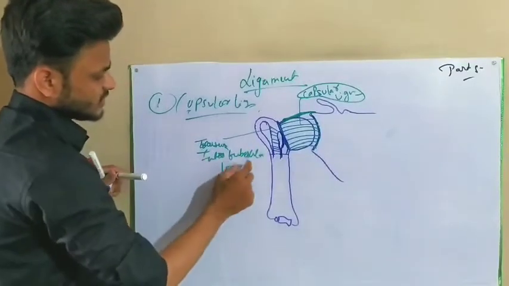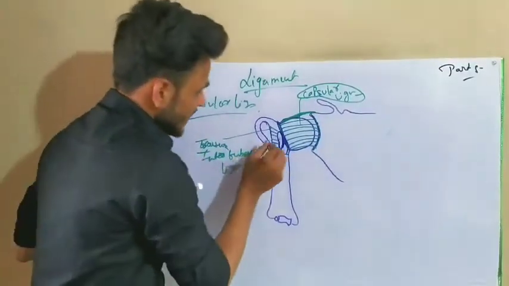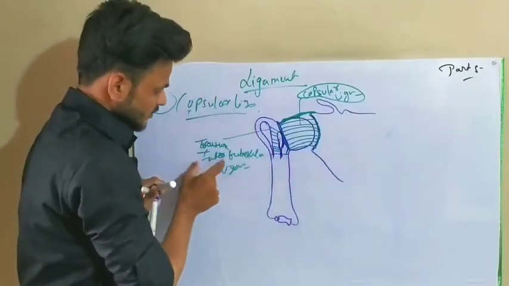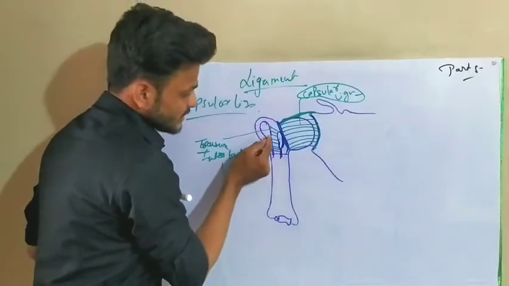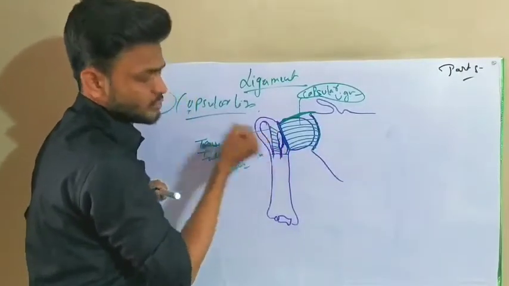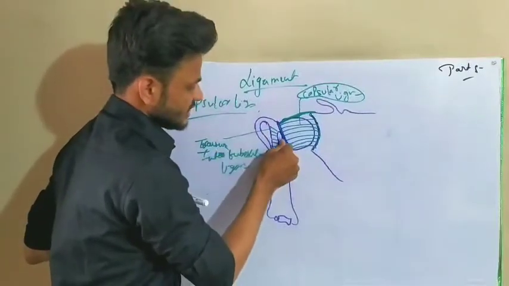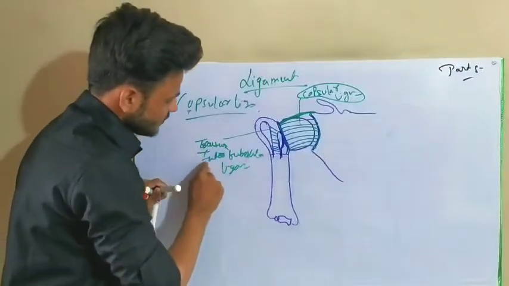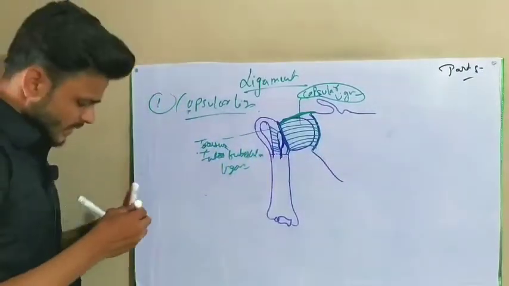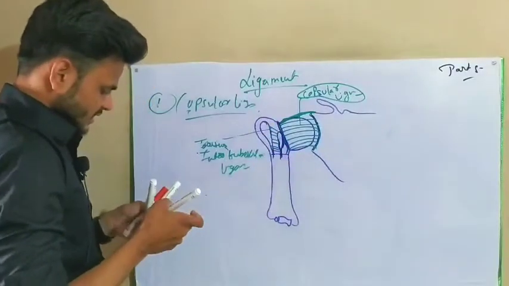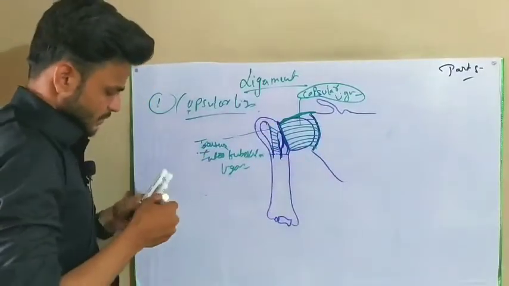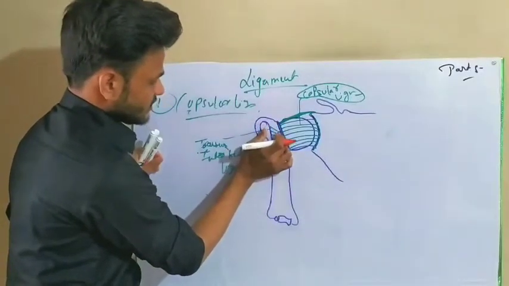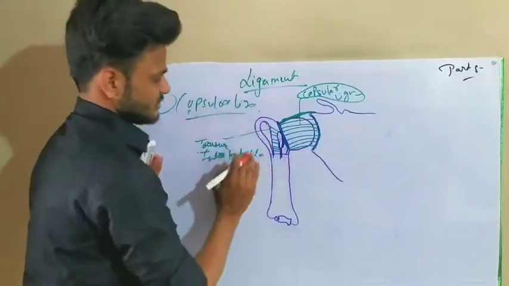Why is it called the transverse intertubercular ligament? Because it is attached transversely, and intertubercular because it is attached in between both tubercles. This is the greater tubercle and this is the lesser tubercle. Inside this ligament there are two structures which pass in the canal, or bridge-like structure.